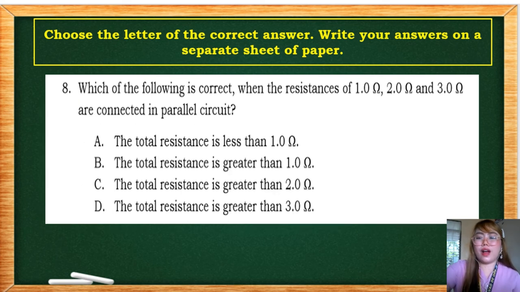Number 8. Which of the following is correct? When the resistances of 1 ohm, 2 ohms, and 3 ohms are connected in parallel circuit. A. The total resistance is less than 1 ohm. B. The total resistance is greater than 1 ohm. C. The total resistance is greater than 2 ohms. And D. The total resistance is greater than 3 ohms.